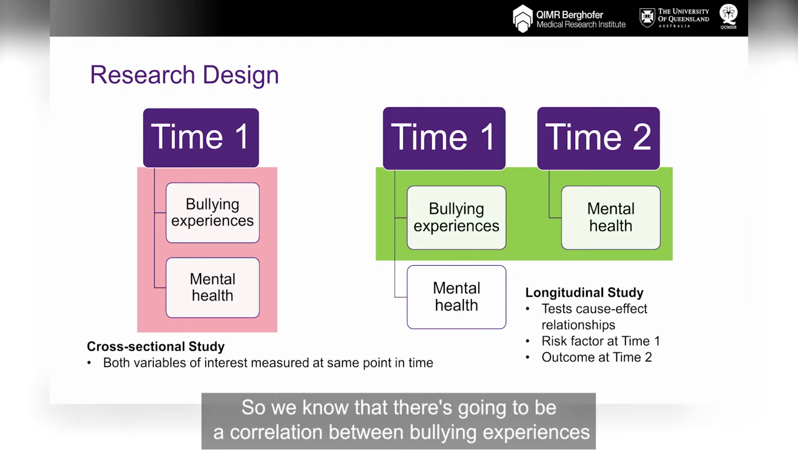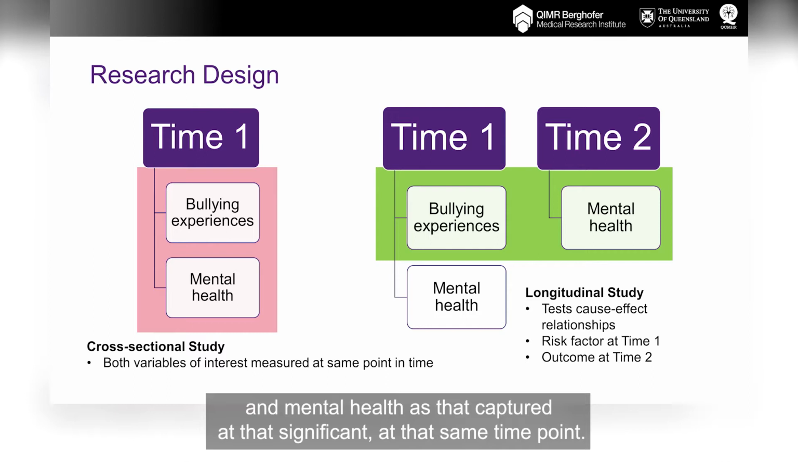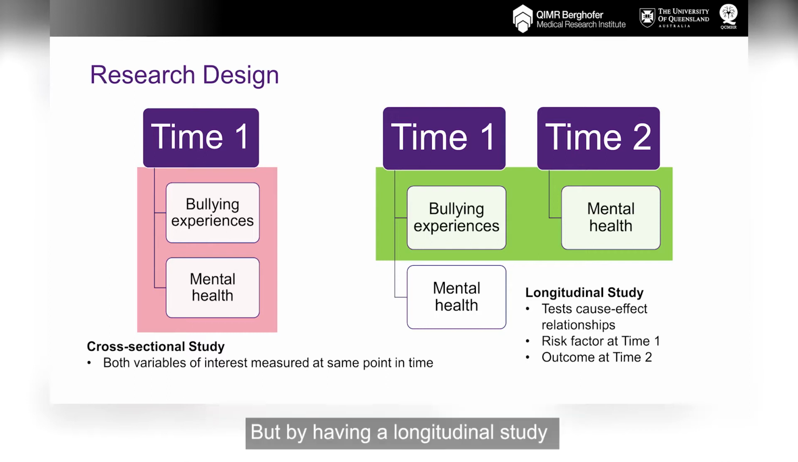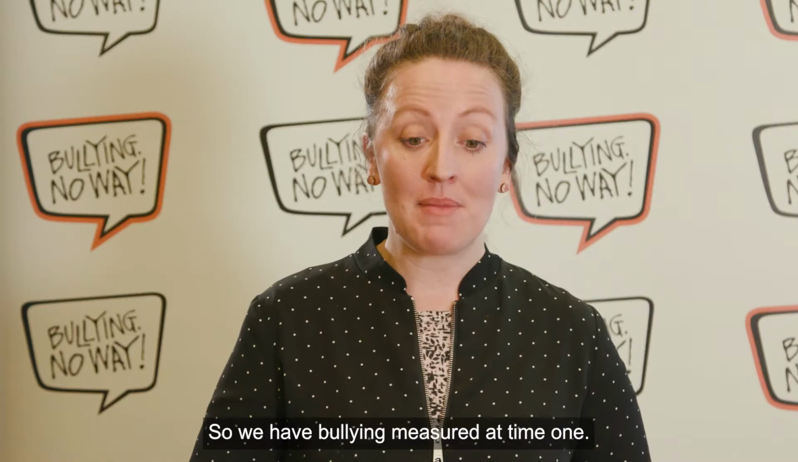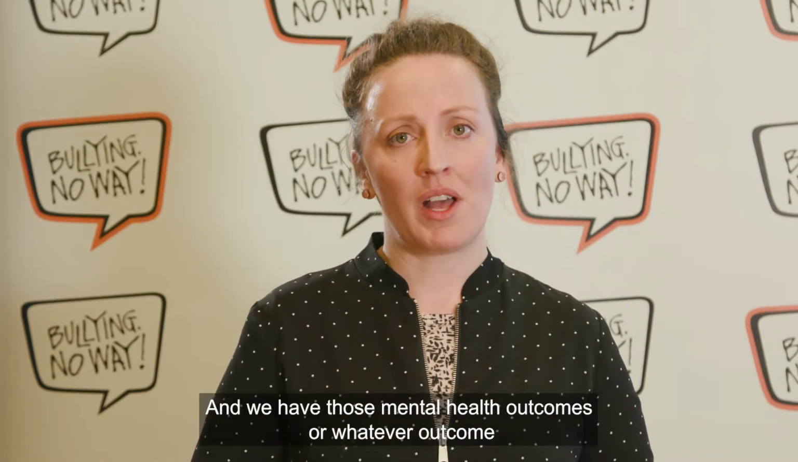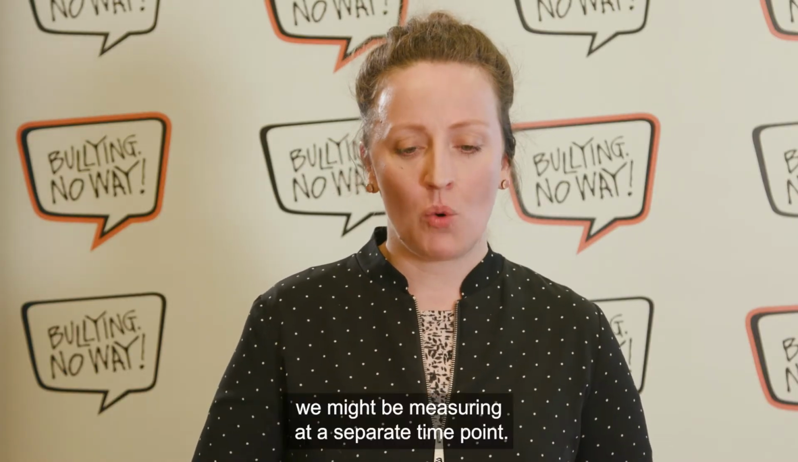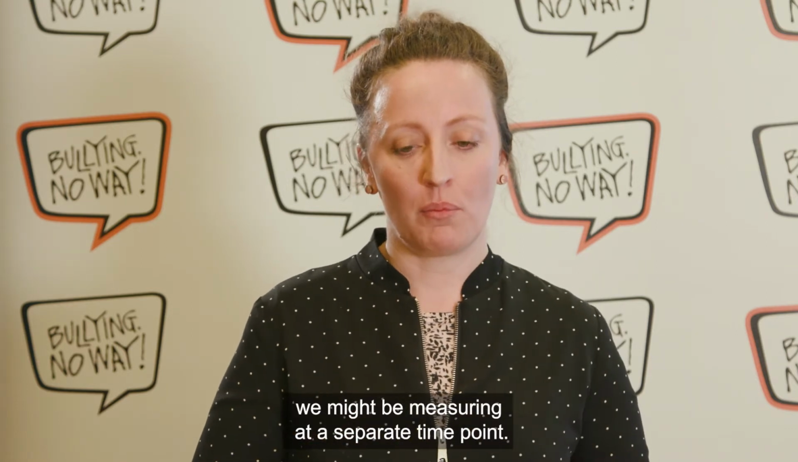So we know that there's going to be a correlation between bullying experiences and mental health as they're captured at that same time point, but by having a longitudinal study we can actually tease apart that cause-effect relationship. So we have bullying measured at time 1, and we have those mental health outcomes, or whatever outcome we might be measuring, at a separate time point.